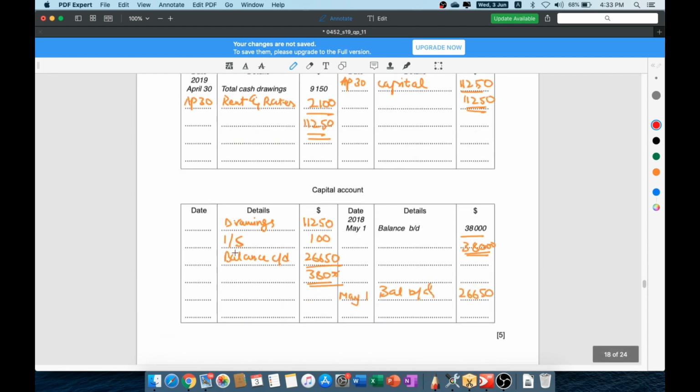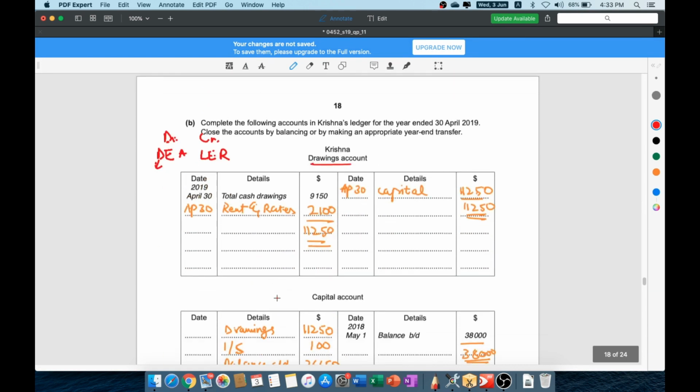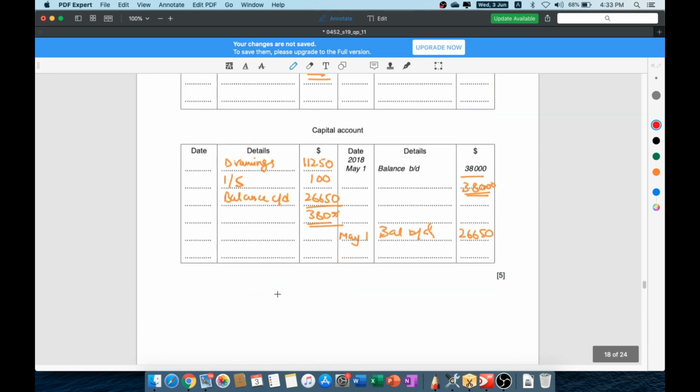Now, the income statement 100 is actually the net loss for the year right here. We calculated that in part A. So that is also a debit because it is a net loss. It reduces the capital, right? And then he's given you the balance brought down on the credit side because it's a capital account, which is going to balance this off. The balance carried down is a balancing figure that gives us a total of 38,000, and then the balance brought down for the next year. Don't forget this.